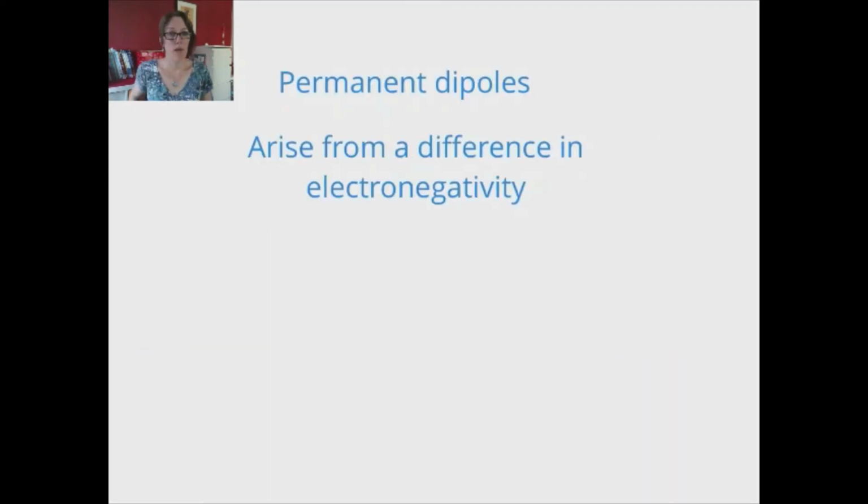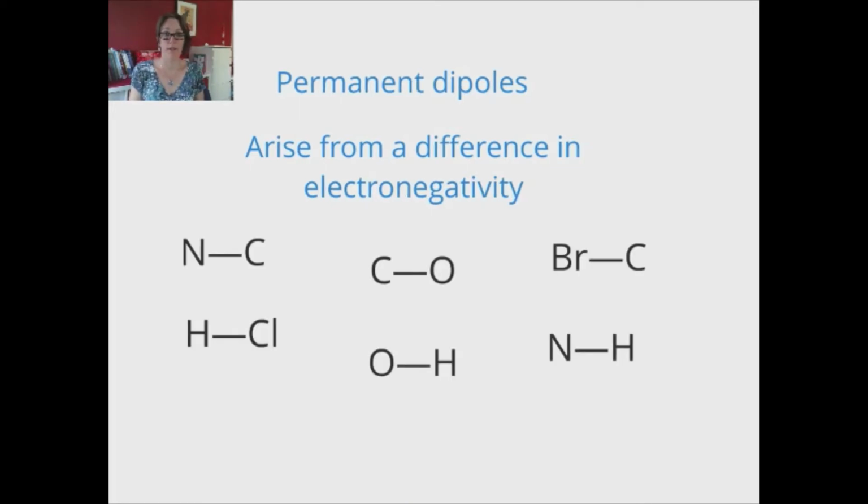Okay, so looking at permanent dipoles. Permanent dipoles arise from a difference in electronegativity. You need to know your trends in electronegativity and your definition. So further right and further up the periodic table makes more electronegative. So nitrogen is more electronegative than carbon, chlorine is more electronegative than hydrogen, and so on. We can label our bonds, and if you don't know how to do this, I suggest you just go back and have a little look at where these elements are on the periodic table.